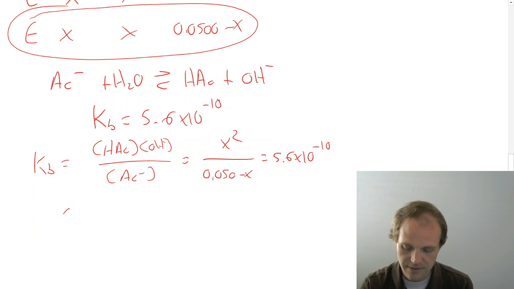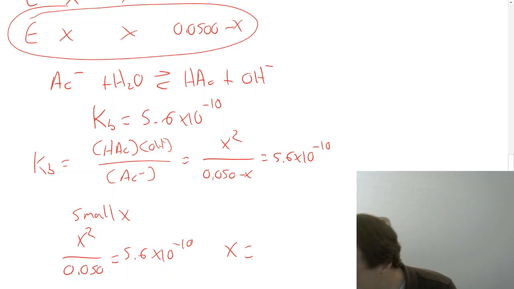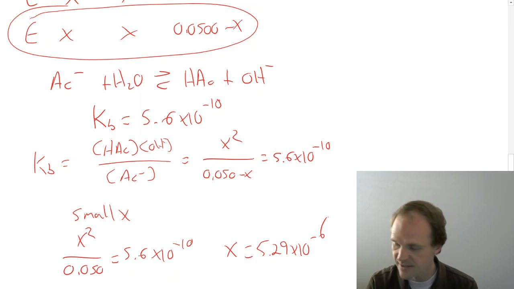Okay. Small x. Great, right? We've got many, many orders of magnitude. Small x, we get x squared over 0.050 is equal to 5.6 times 10 to the minus 10th. My x is then going to be 5.29 times 10 to the minus 6.